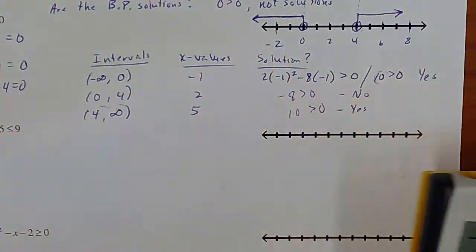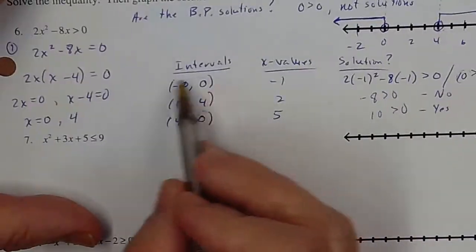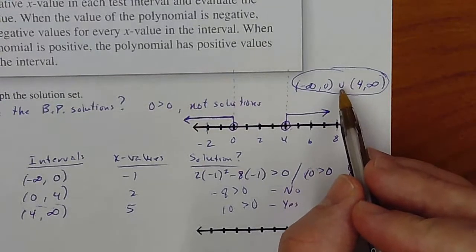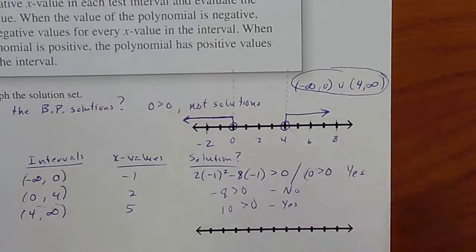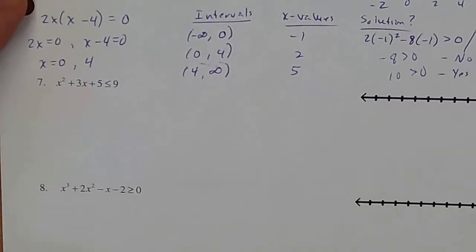Okay, and then to summarize the solution, they are going to say, give the solutions. So it's somewhere you just summarize that that worked and that worked. They put a U in between them for the union of. So -infinity to 0 and 4 to infinity. Okay. All right, pause and try 7 and 8, and then we'll wrap it up.